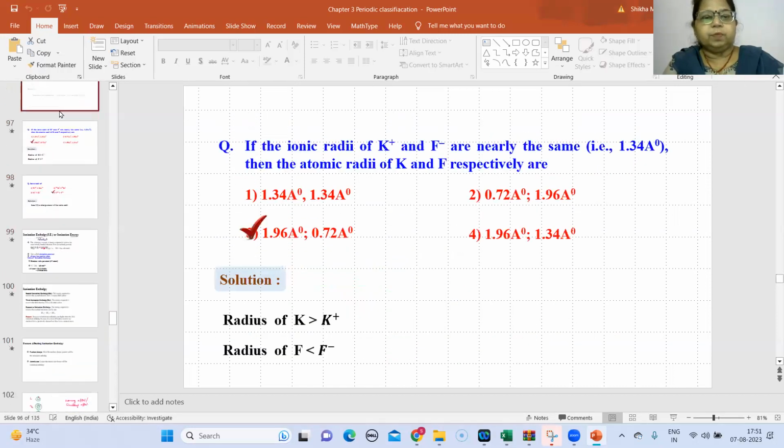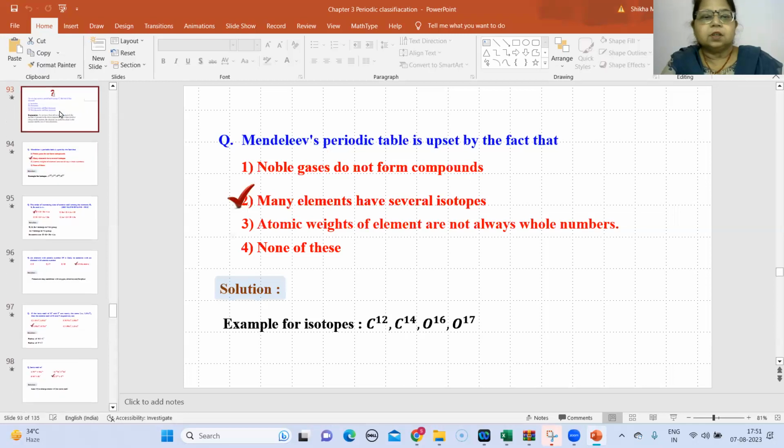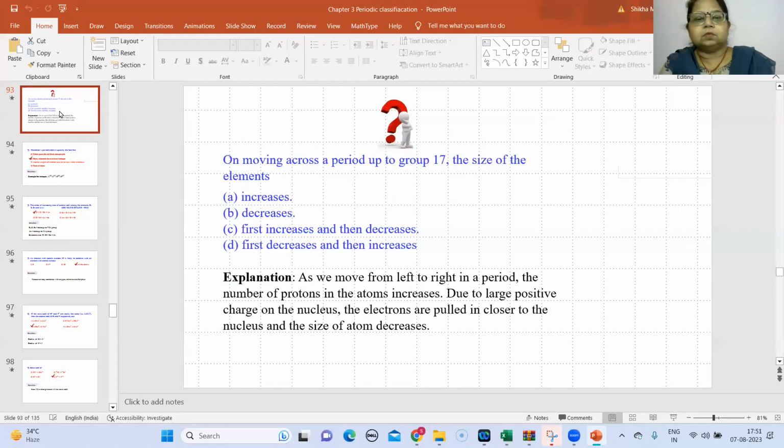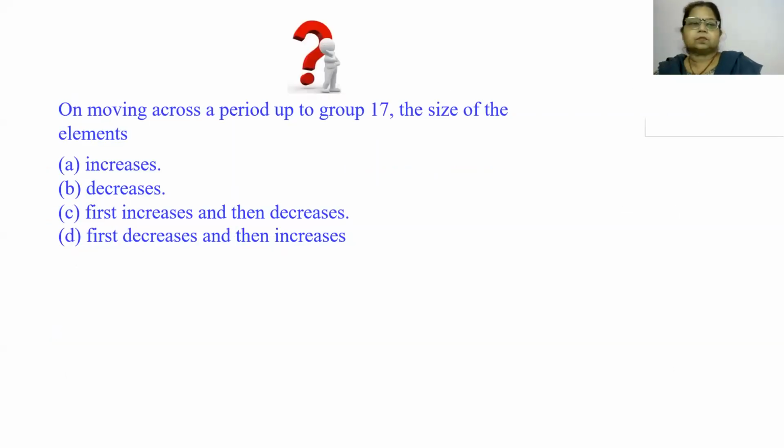So we will begin with a few questions. I believe you are constantly working on the periodic classification, learning the properties. So can somebody tell me the answer to this question? On moving across a period up to group 17, the size of the elements, whether it increases or decreases, or what happens?